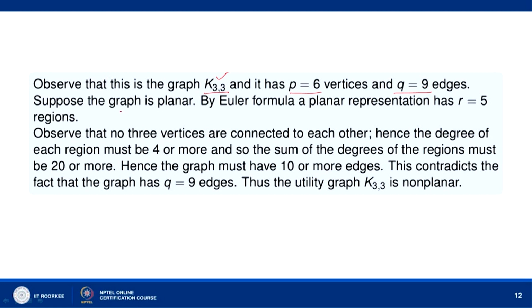So, let us assume that the graph is a planar graph. Then Euler's formula says p minus q plus r equal to 2. P equal to 6, q is equal to 9. So, we will have r equal to 5. So, if this graph is planar, by Euler's formula, the planar representation will have 5 regions. R will be equal to 5.